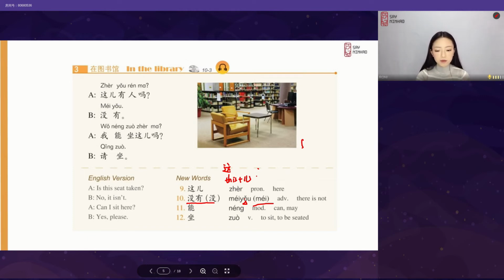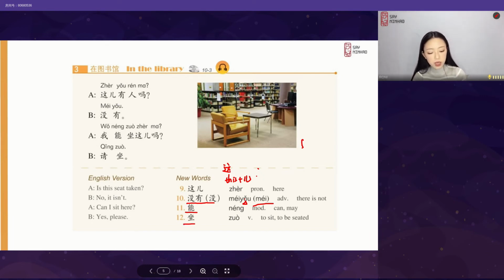Next one is 能. Read after me, please. 能 is a modal verb, which means be able to do something. Can, may. And we learned another modal verb with a really similar meaning, which is 会, right? 会 means to acquire an ability by learning. And 能 is can, may.